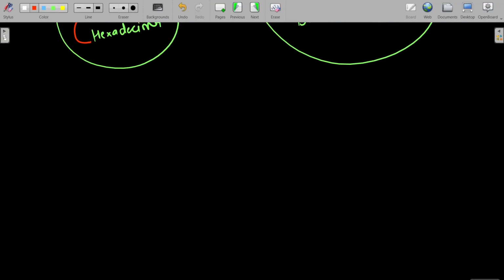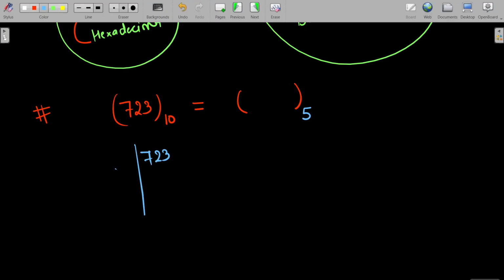For example, we have a number like 723 in base 10, and I want to convert it into, suppose, base 5. So what we should do? We should divide the given number by the base 5. This is called the division method, division and remainder method. So please divide. So quotient will be 144 and the remainder will be 3. So we should write 3 here.